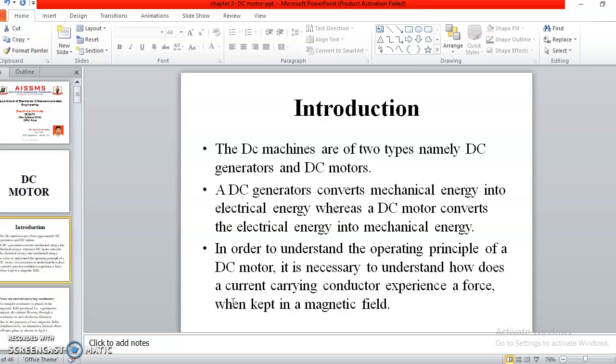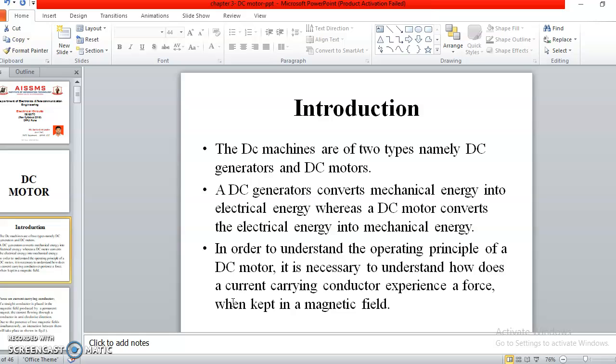As we already discussed, the DC machines are of two types, namely DC generator and DC motors. DC generators convert mechanical energy into electrical energy, whereas a DC motor converts electrical energy into mechanical energy. That means for a DC motor, input is electrical energy, and on the output side we are getting mechanical energy in the form of rotation of shaft.